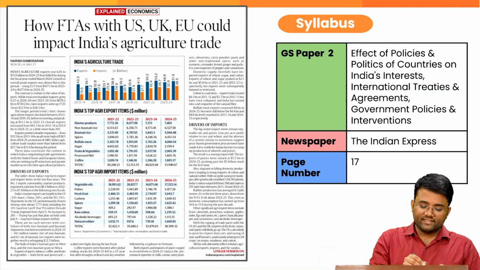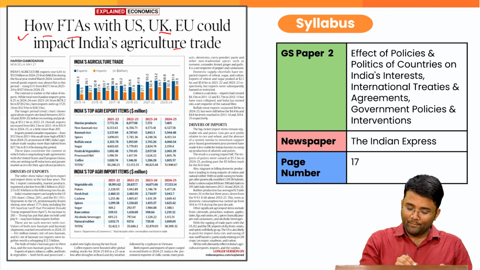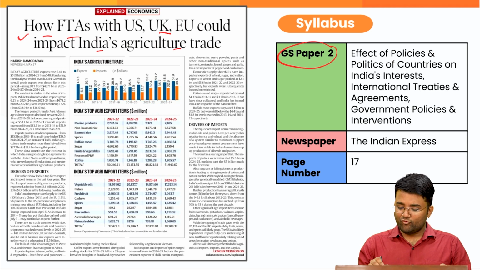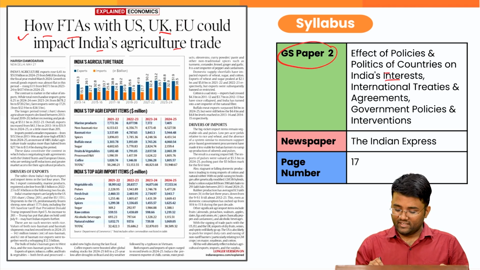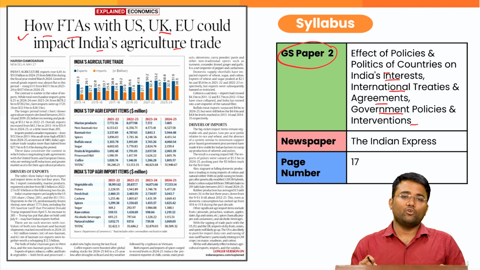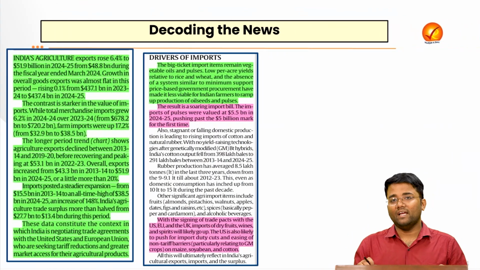Moving towards our simplified section, that is, how free trade agreements with the US, UK, European Union could impact India's agricultural trade. And this is related to your GS Paper 2, effect of policies and politics of countries on India's interest, international treaties and agreements, government policies and intervention. And this can also be related to your GS Paper 3, growth and development. And this has appeared in today's Indian Express Explained section, that is page number 17.